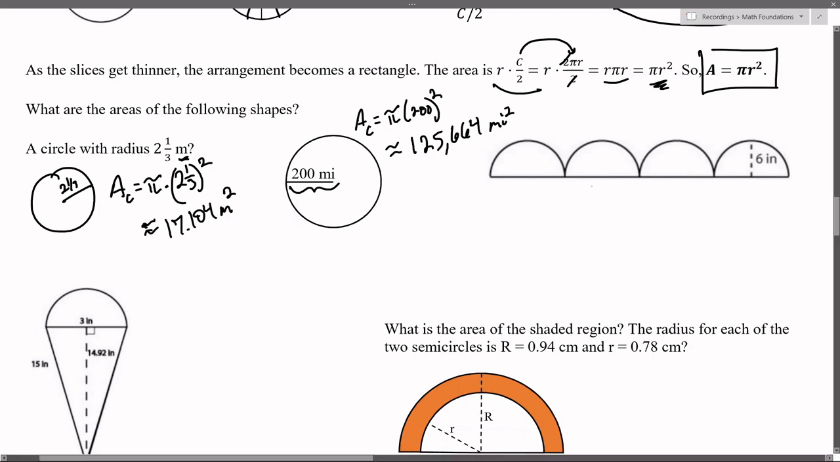Okay, for this one, we can see that we have 4 half circles. You can also think of this as 2 full circles. If I just rotate this around and I get this shape here, this is going to be a full circle. And the same thing is true for this one. That's going to be 2 times the area of one circle.